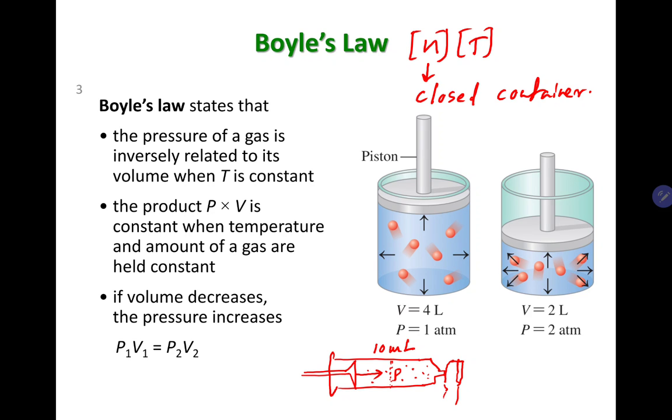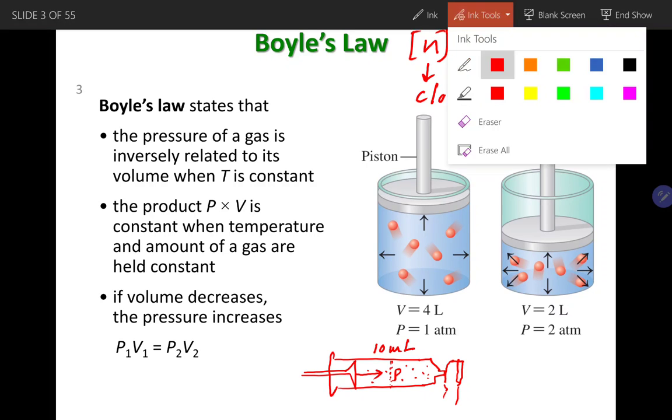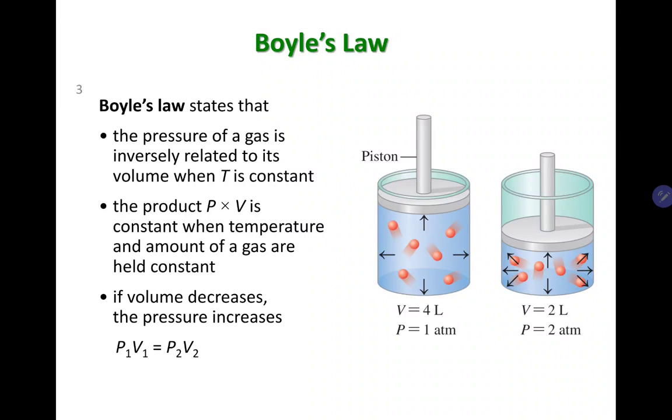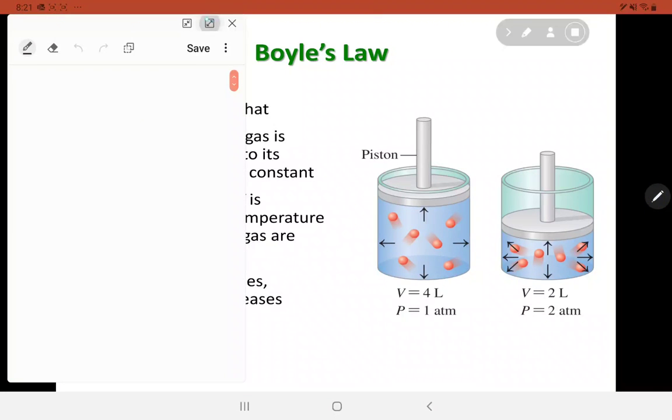So basically, if you have a container of gas at constant temperature, and this is a closed container, when you reduce the volume, pressure is going to increase. So basically, we can say that at constant amounts and constant temperatures, pressure is inversely proportional to volume. Why did I say that? Because when you decrease the volume, pressure increased.